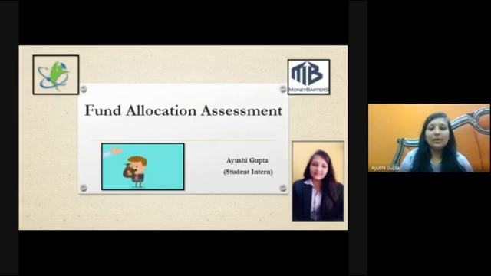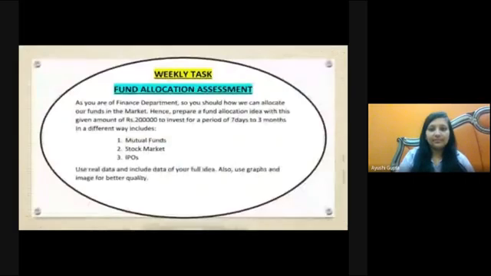So, I have been given the assignment in Career Dreams Education on fund allocation. So, here I begin the presentation for the same. I was given the weekly task on fund allocation, wherein I was given 2 lakh rupees with a time period of 7 days to 3 months, and I need to invest the 2 lakh rupees in mutual funds, the stock market and IPOs.